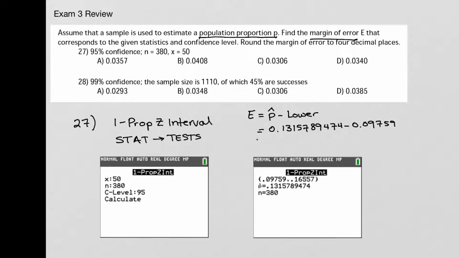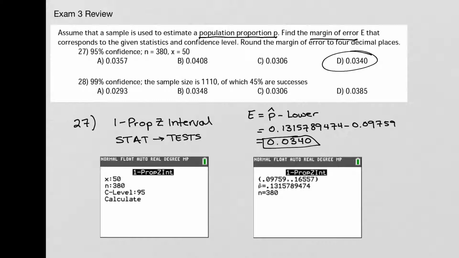0.09759. And when I do that, and then I round the result to 4 decimal places, 0.0340 rounded to 4 places. So that's my final answer, and that's what I get for question 27.